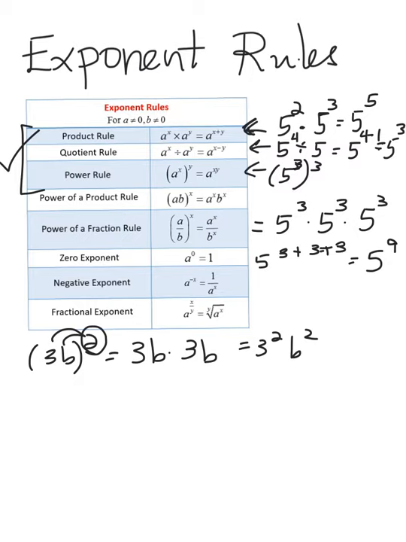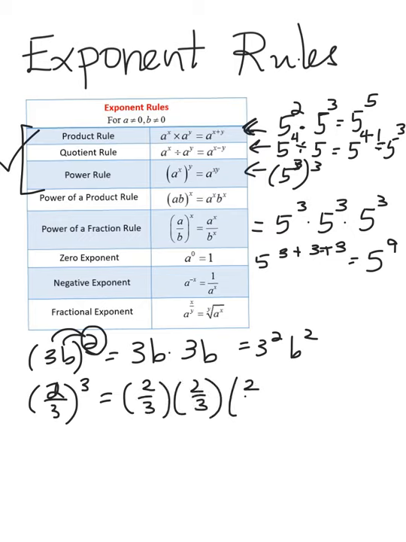Power of a fraction rule, similar concept. Let's go with 2/3 to the third power. Anything to the third power, you can just write it out 3 times. Notice I have 2 times 2 times 2, or 2 to the third, 3 times 3 times 3, 3 to the third. So this exponent just distributed to the numerator and denominator. So we got those two.